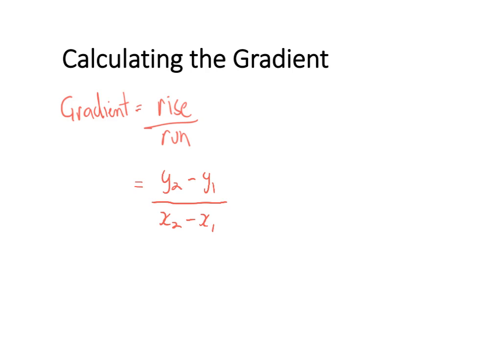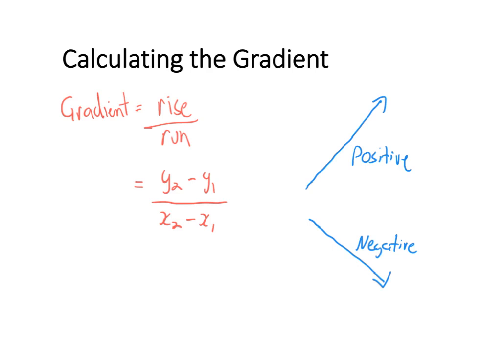And when we refer to gradient, the gradient is either going to be positive or negative. So a line that slopes upwards is going to have a positive gradient, and a line that slopes downwards is going to have a negative gradient. Now, if the gradient is negative, then you'd expect it to be a negative number. If the gradient is going to be positive, you'd expect it to be a positive number.